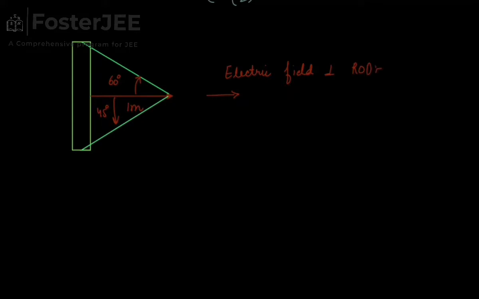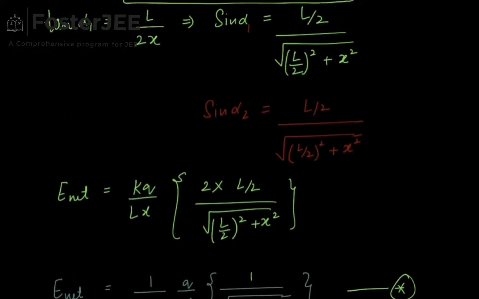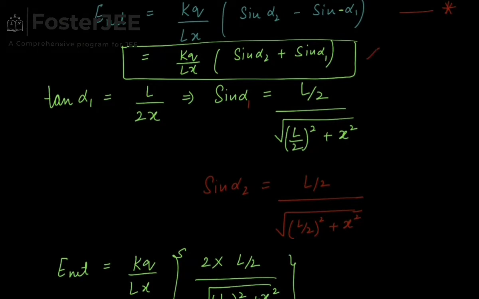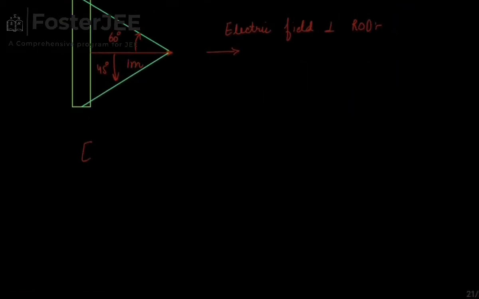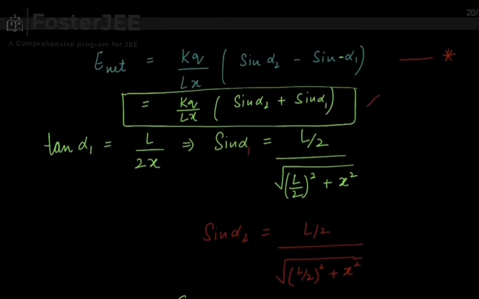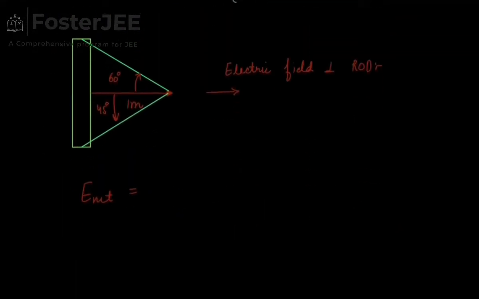So since we are given angles, we will simply use this expression of electric field E net. Remember that in derivation we have derived only electric field perpendicular to the rod. So the expression is kq by Lx (sine of alpha 1 plus sine of alpha 2).